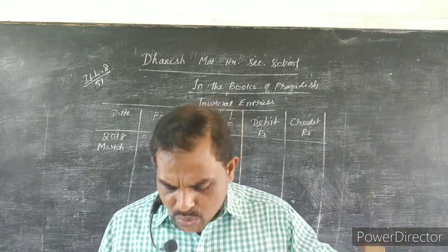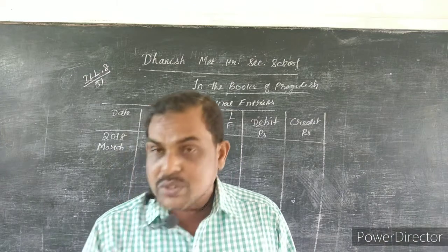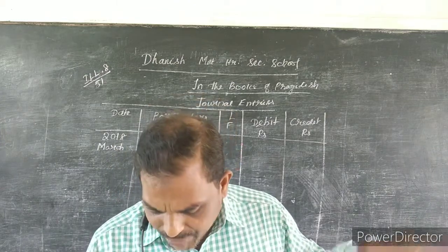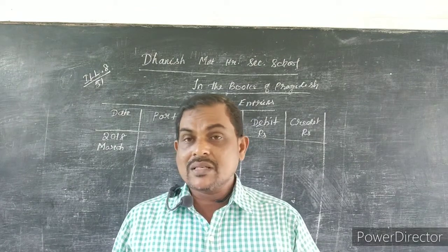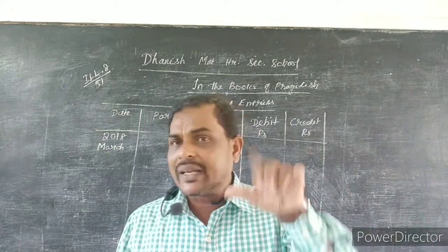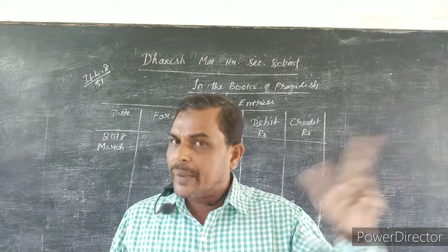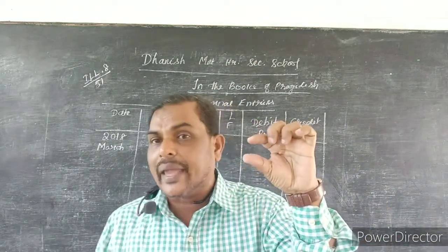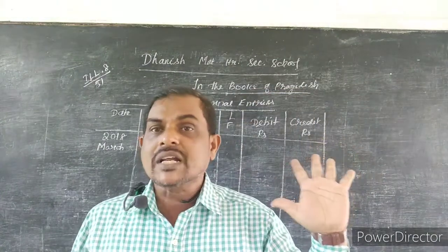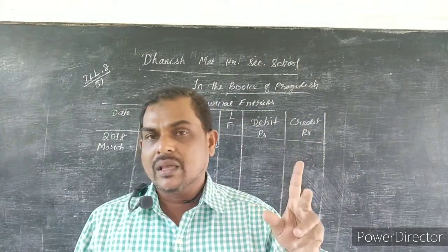Actually, I sold the goods to M for 40,000, but I am receiving from M only 39,000. Listen, my dear students, I sold the goods to M for 40,000. Actually, he has to pay 40,000, but he is giving only 39,000. But what word is coming? Full settlement. Full settlement means a discount is coming.